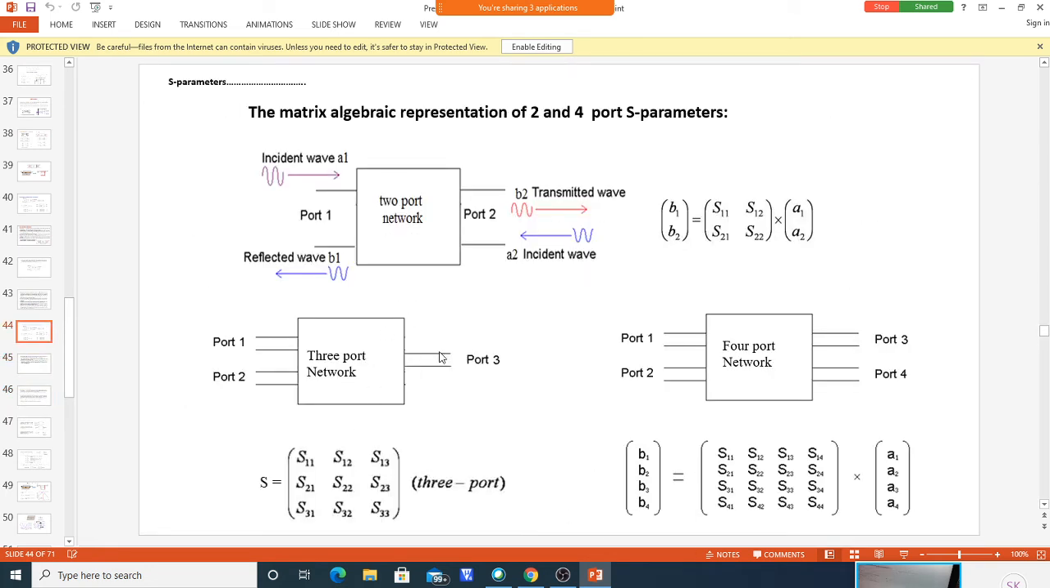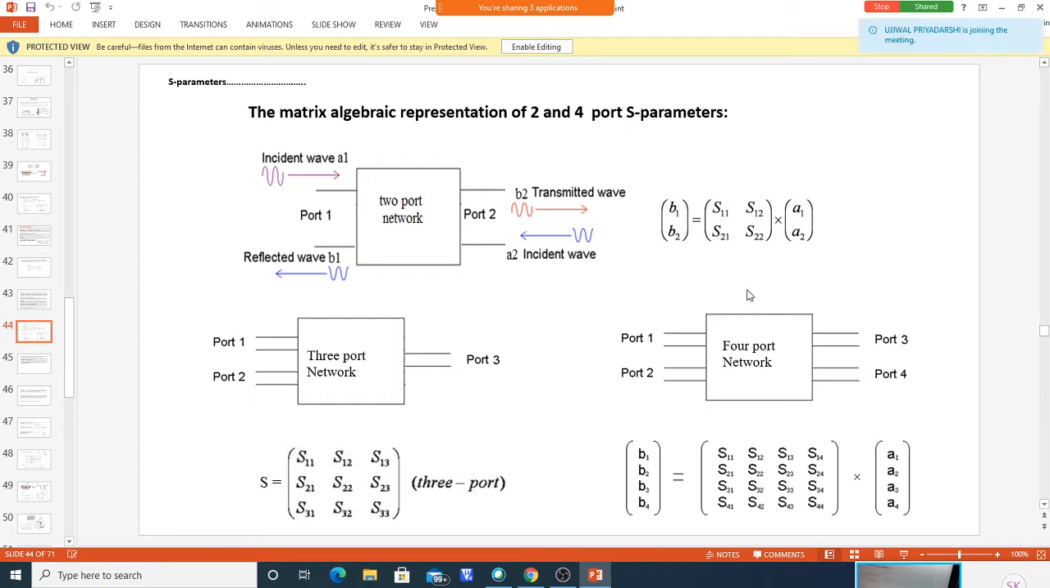As I said in the previous class, for a two-port network, the S matrix is like this. This is the S matrix of a two-port network. It has four parameters: S11, S12, S21, and S22. Similarly, for a three-port network, it has nine parameters like this. Similarly, for a four-port network, there are 16 parameters.